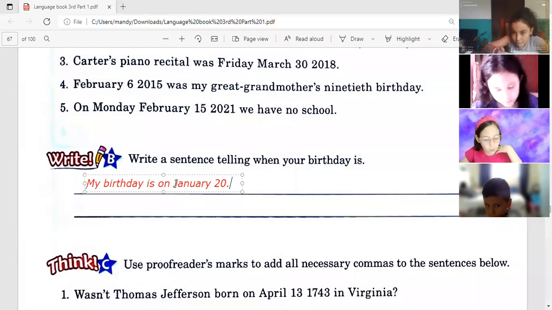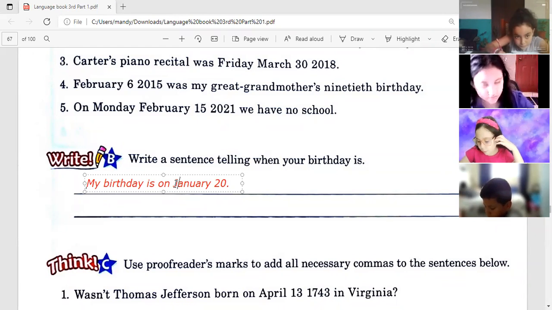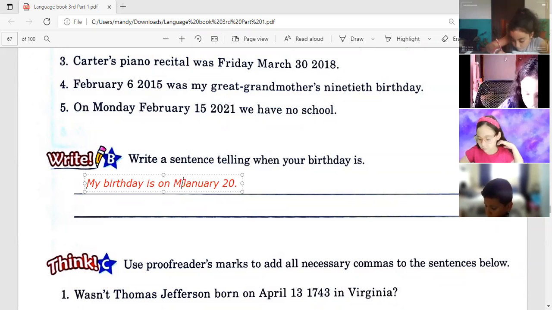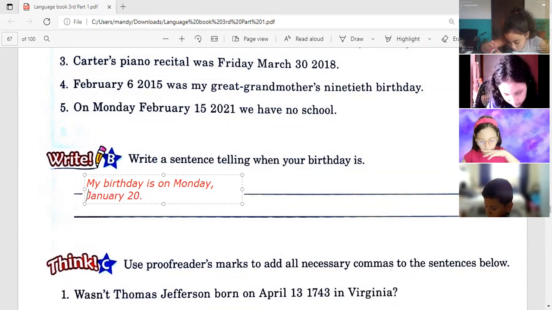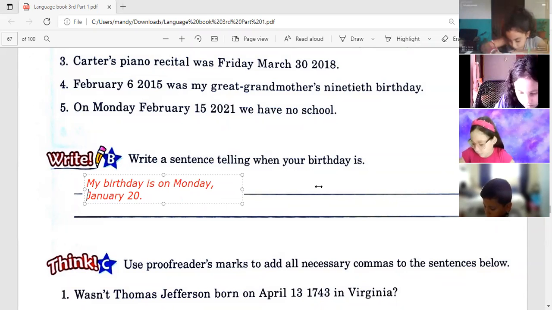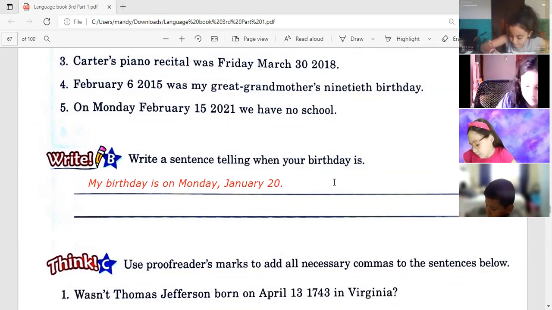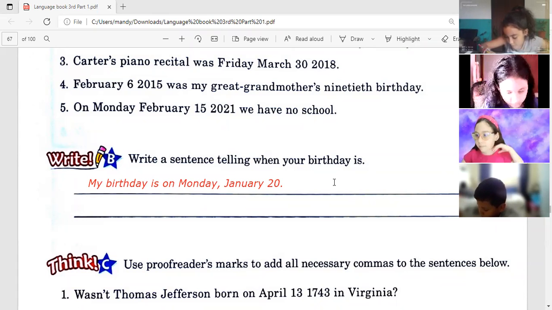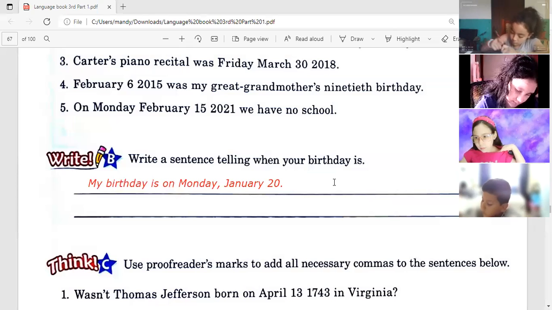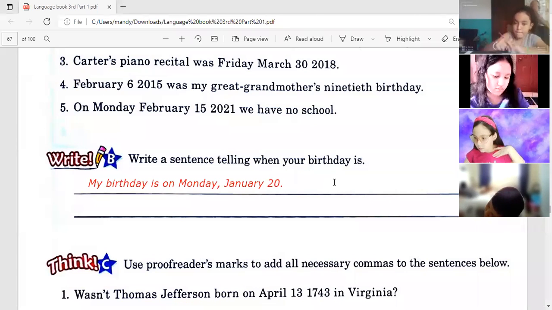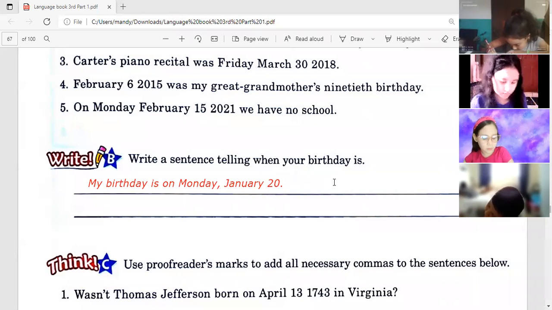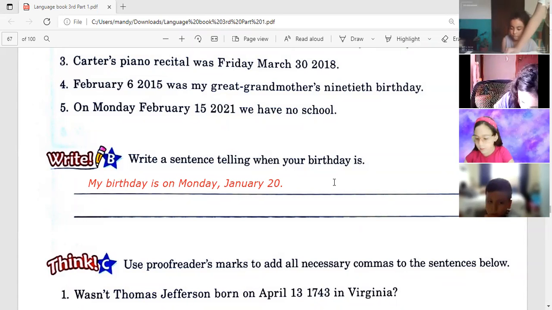If you can write a day of the week, Monday, Tuesday, yes, you can do it. My birthday is on Monday. We can write this part. Monday, comma, January 20. Is it possible? The thing is that you apply the rule. Maybe you say my birthday is on Tuesday, comma, April 11th. It's possible. My birthday is on Saturday, comma, June 30. That's good.